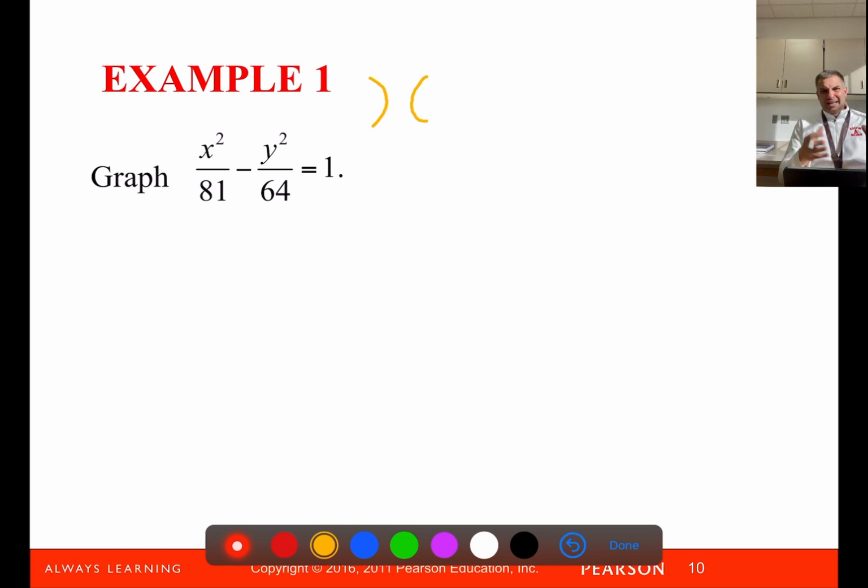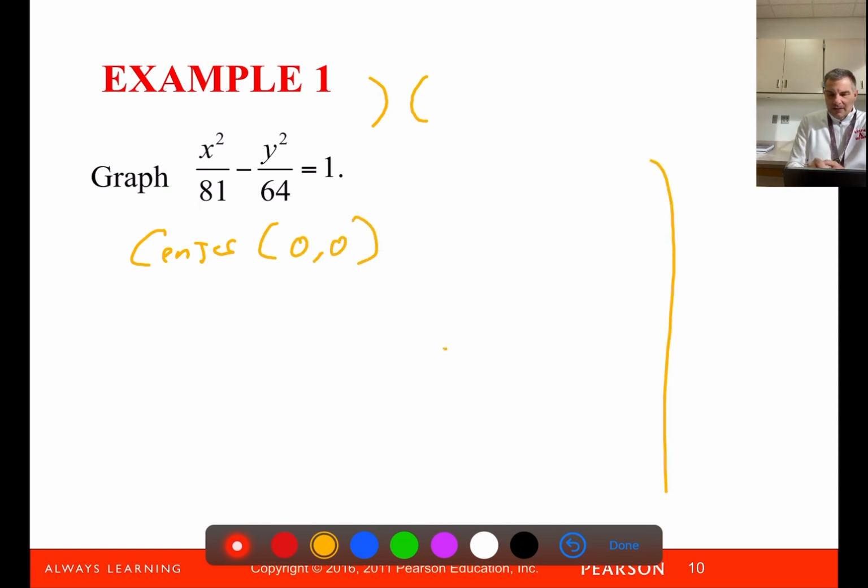Okay, so now you kind of got that out of the way. There's maybe a couple of them that look like this. How do we distinguish what it looks like? Well, we find the center. The center of this is just 0, 0. Okay, so if I'm going to graph this, there's my graph. That center is at 0, 0.